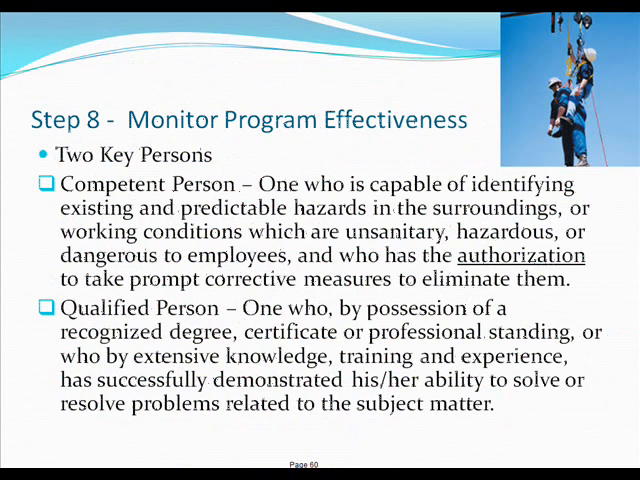Step 8. Monitor program effectiveness. Two key persons. Competent person: one who is capable of identifying existing and predictable hazards in the surroundings, or working conditions that are unsanitary, hazardous, or dangerous to employees, and who has the authorization to take prompt corrective measures to eliminate them. Qualified person: one who, by possession of a recognized degree, certificate, or professional standing, or who by extensive knowledge, training, and experience has successfully demonstrated his or her ability to solve or resolve problems related to the subject matter.